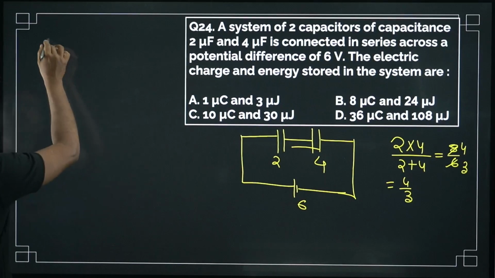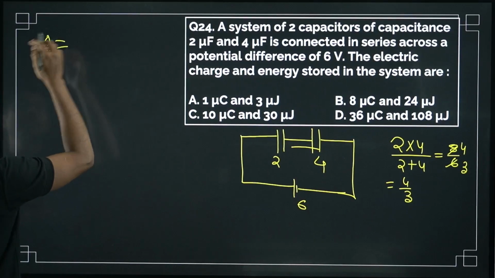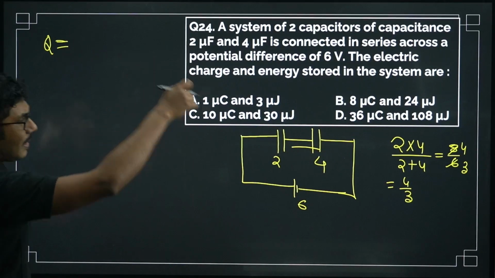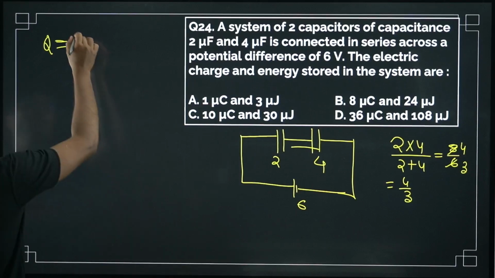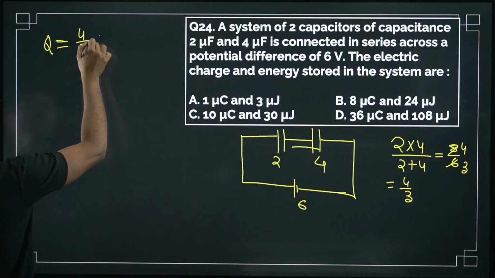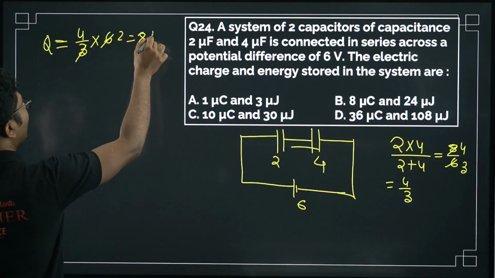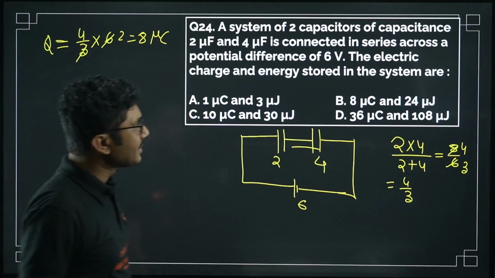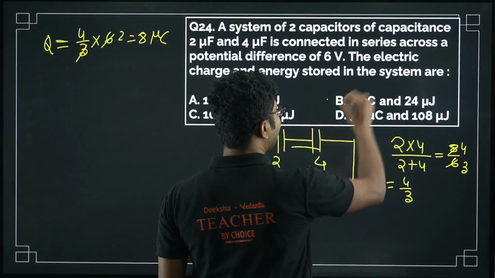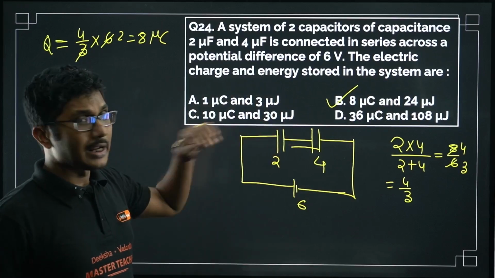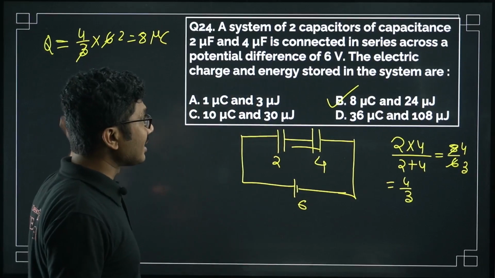What is the charge stored? Charge stored is simple. Charge stored is 4 by 3 into the voltage applied, that is 6 volt. So it will be 8 microcoulomb. So 8 microcoulomb is the charge stored. So you can directly say, okay, I know 8 microcoulomb is the charge stored. I do not need to consider the energy.